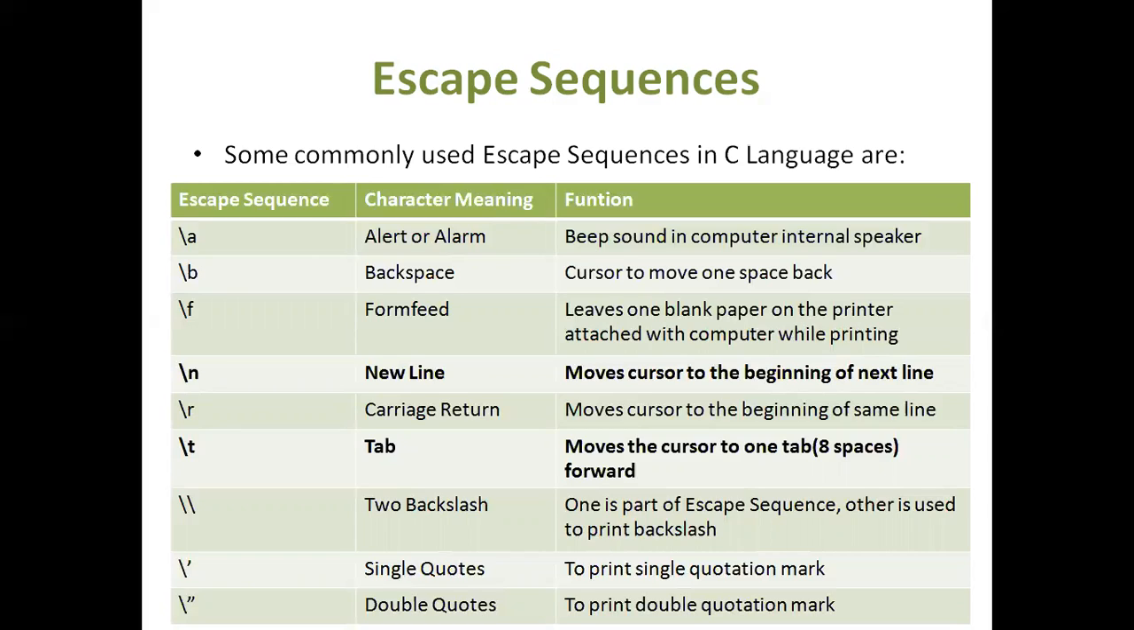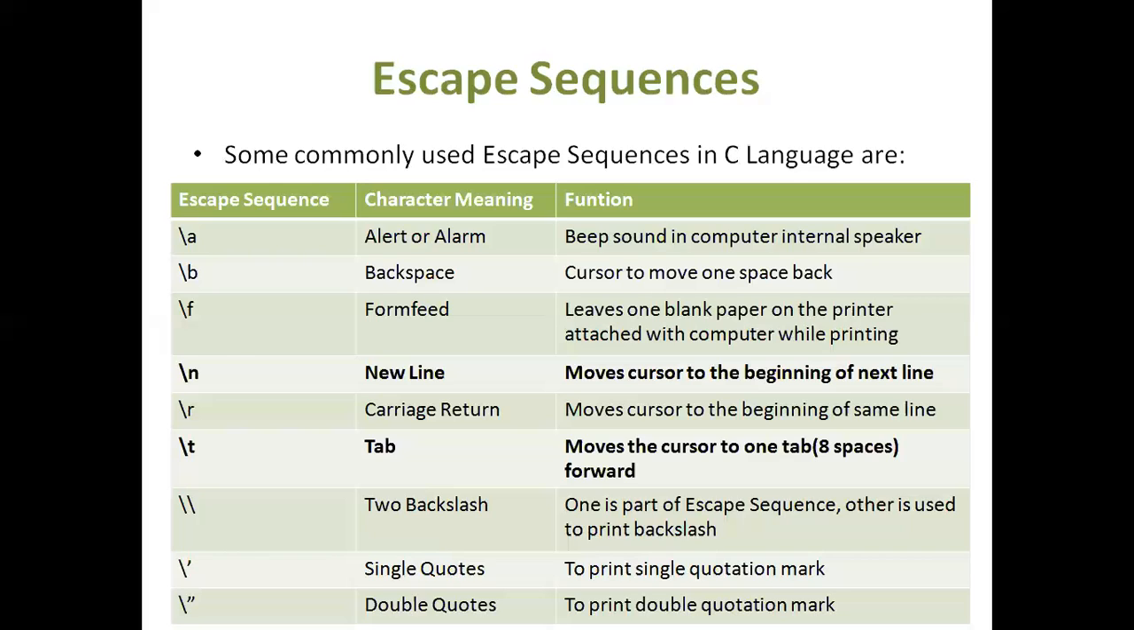Third is backslash F. F stands for form feed, and it leaves one blank paper on the attached printer while it is printing. Next is backslash N, and you can see that I've highlighted it because it is one of the most important and commonly used skip sequences in the C language. N stands for the new line. If you write down the backslash N in your statement, then it will move the cursor to the beginning of the next line.